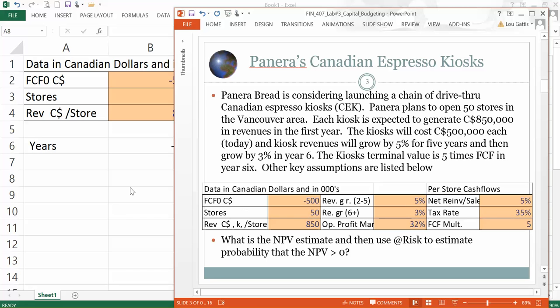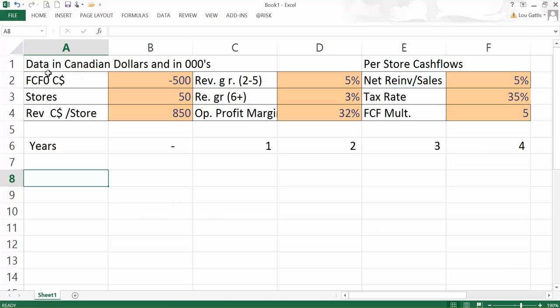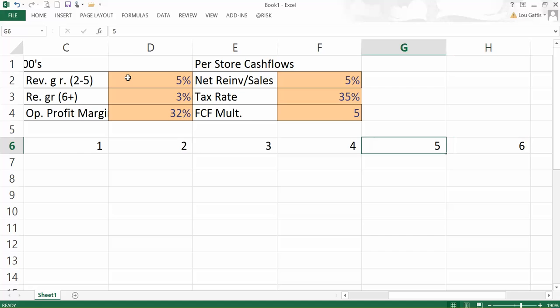So if I take these assumptions and move them to Excel, I have free cash flows. This is all in thousands. And the initial free cash flow, so free cash flow in year 0, is 500,000 Canadian. 50 stores, 850,000 Canadian per store. Revenue growth years 2 through 5 and 6, operating profit margin, and then net reinvestment, tax rate, and free cash flow multiple. I'm going to go for years 0, 1, 2, 3, 4, 5, and 6.